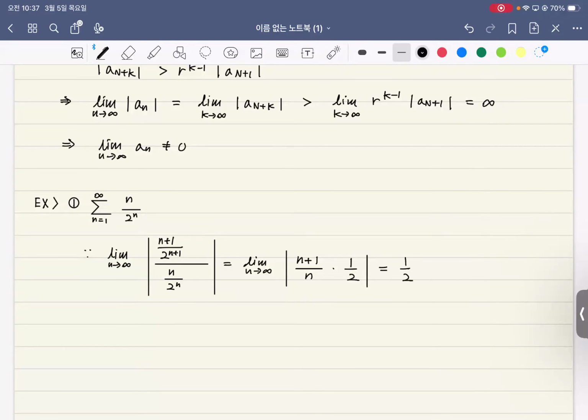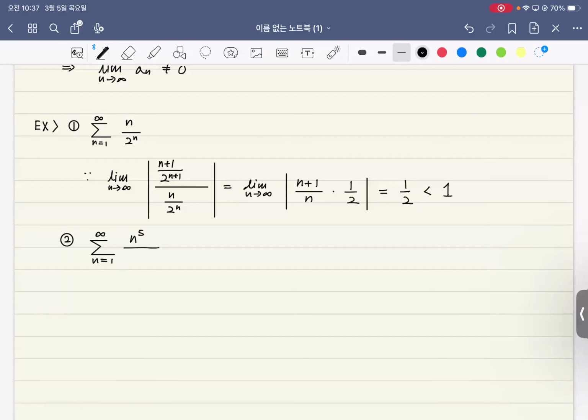And number 2. Okay, this time, let me try something even greater than the previous example. What do you think about this guy? Yeah, we know the first example was convergent. But this one is even greater than this because the numerator is increasing even faster than before. But in this case, we still know that this one should be convergent, right?